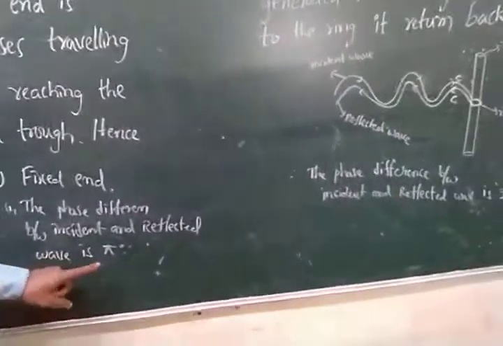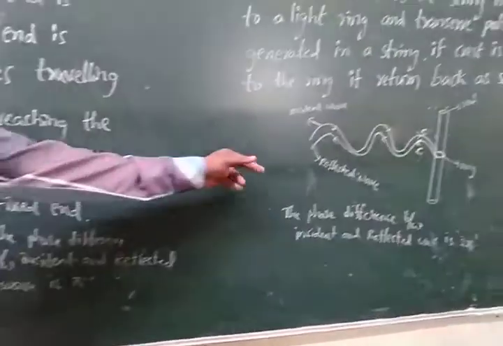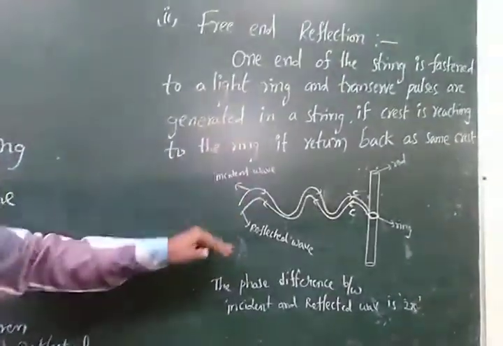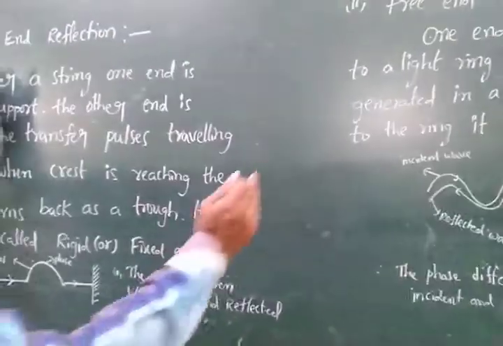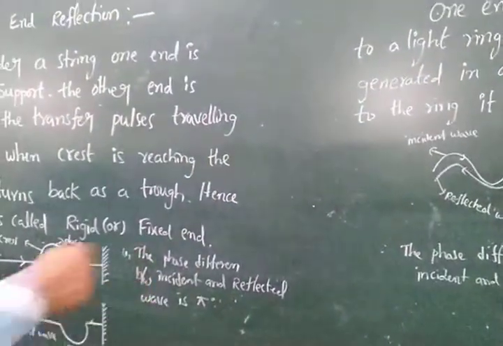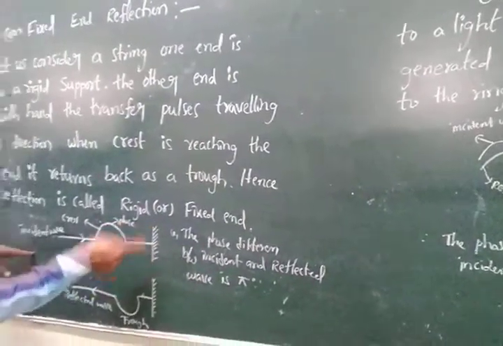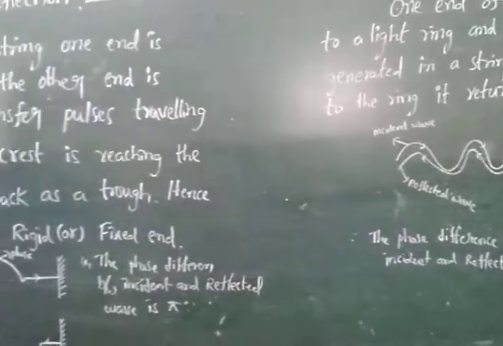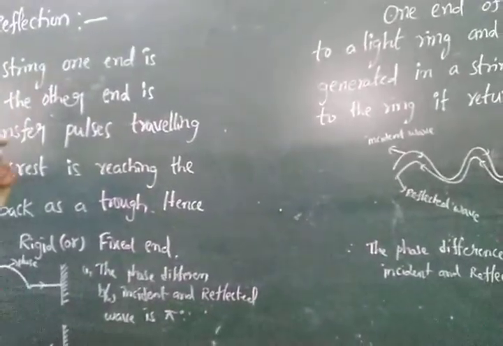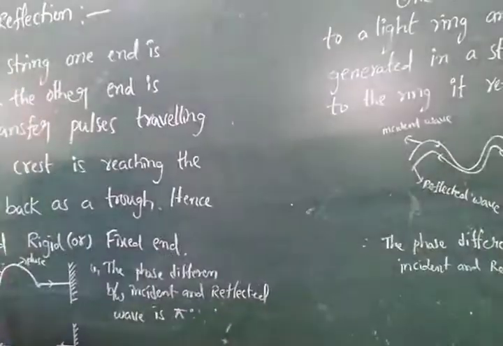And for crest and trough, there is 180 degrees, which is denoted by pi. This is called the free end reflection. See, what is the difference between fixed end reflection and free end reflection? Now observe both diagrams. In fixed end reflection there is a rigid support, but here the string end is fastened to a ring, which is a small free end. That is the difference, and here the phase difference is 2 pi.